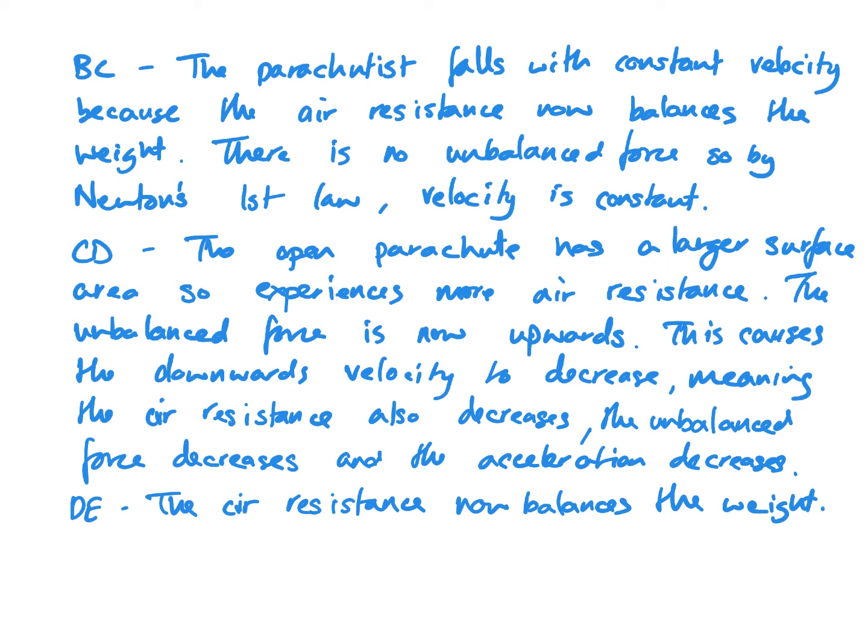So basically, the amount of air resistance for the parachutist in free fall without the parachute open is the same as the amount with the parachute open. But because of the much bigger shape, you can get that at a much lower velocity. It's the same amount of air resistance. So the air resistance now balances the weight, and by Newton's first law, velocity is constant again.